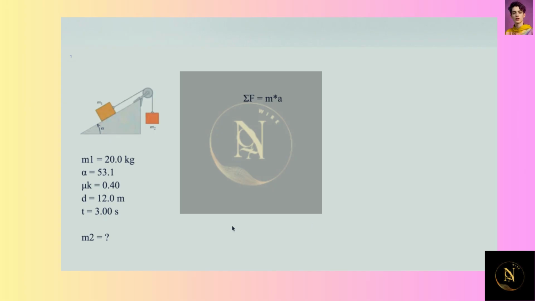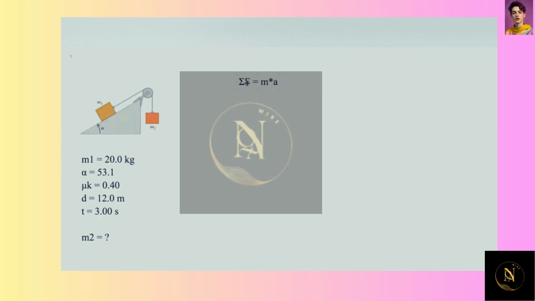We have two blocks, M1 and M2, connected by this pulley, and they're sitting on this wedge. And we are asked, what must the mass of M2 be in this hanging block if it's going to descend 12 meters in 3 seconds after the system is released? So here's the information that we're given.